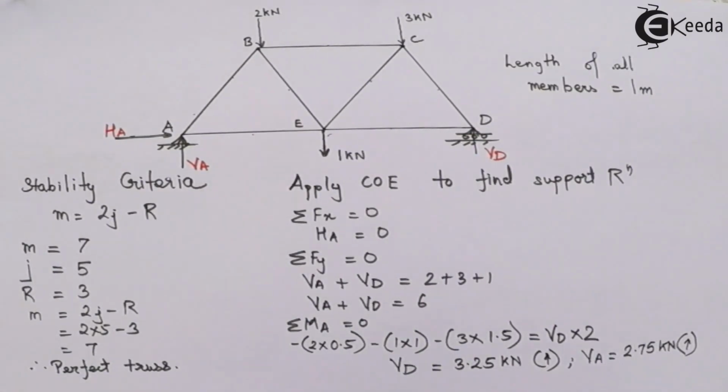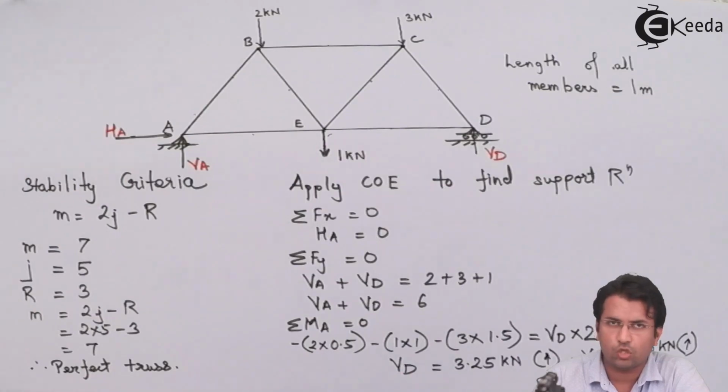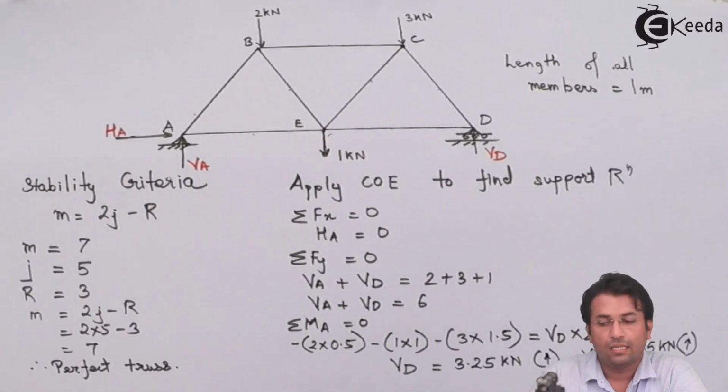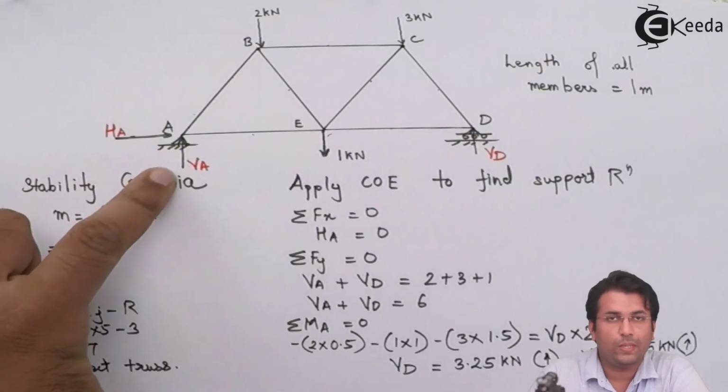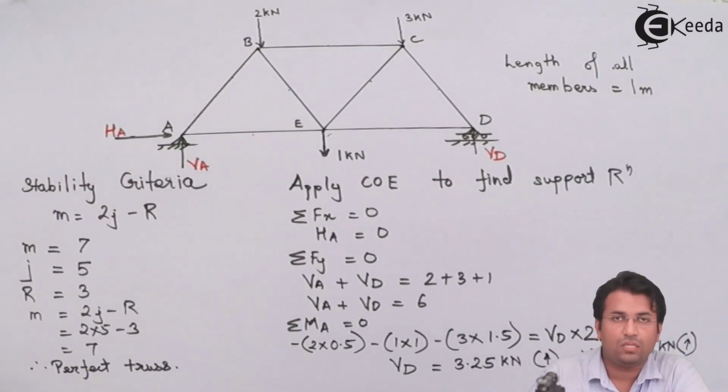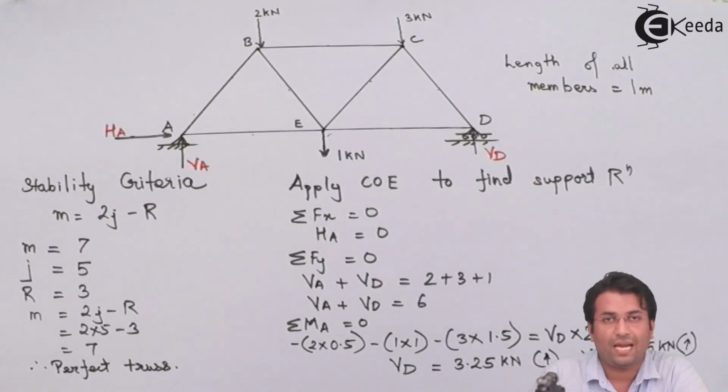As I said, the first thing that we need to check is the number of unknowns at a particular joint. For example, if I take joint A, there is no horizontal reaction, so HA is 0. I have a vertical reaction which is known to me, 2.75 kilonewtons. So I can put that value and find out the forces in members AB and AE. I have two unknown forces.